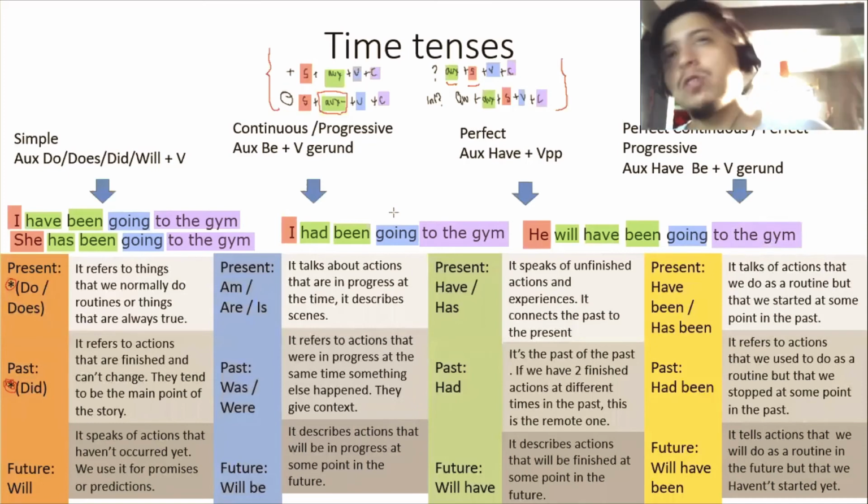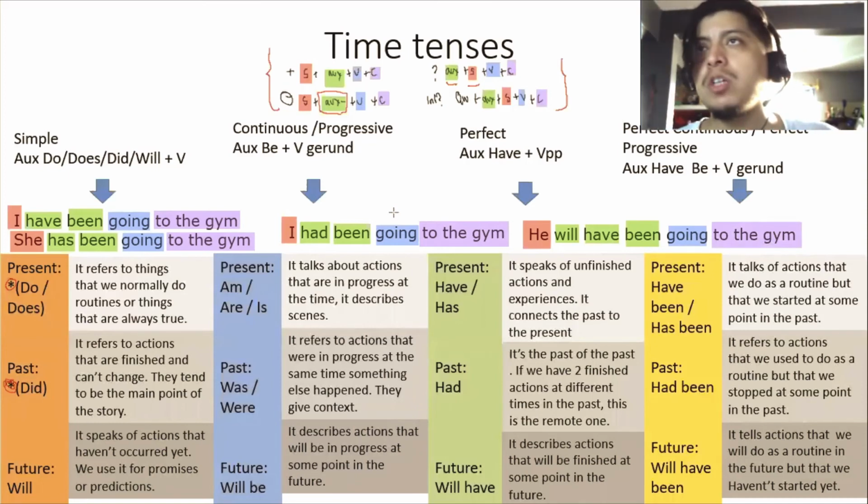I have been going to the gym. She has been going to the gym. He will have been going to the gym. Okay, again, present perfect continuous. I have been going to the gym. I started going a few months ago and I continue going. Past perfect continuous: I have been going to the gym. I started going a few months ago, but I don't go anymore.